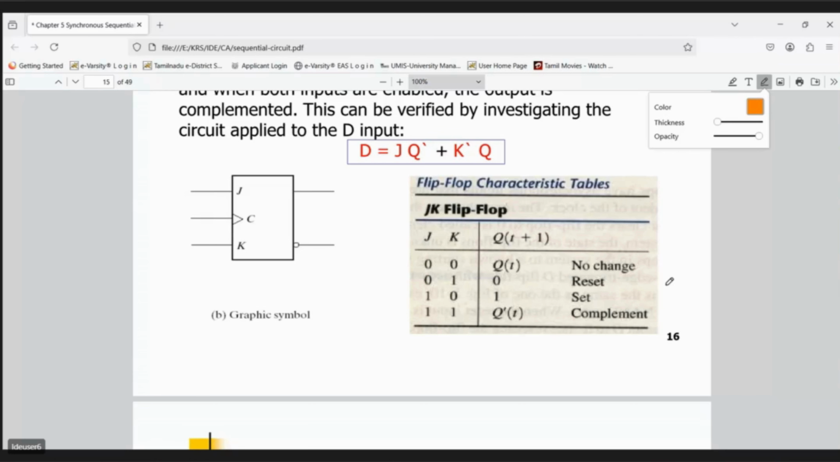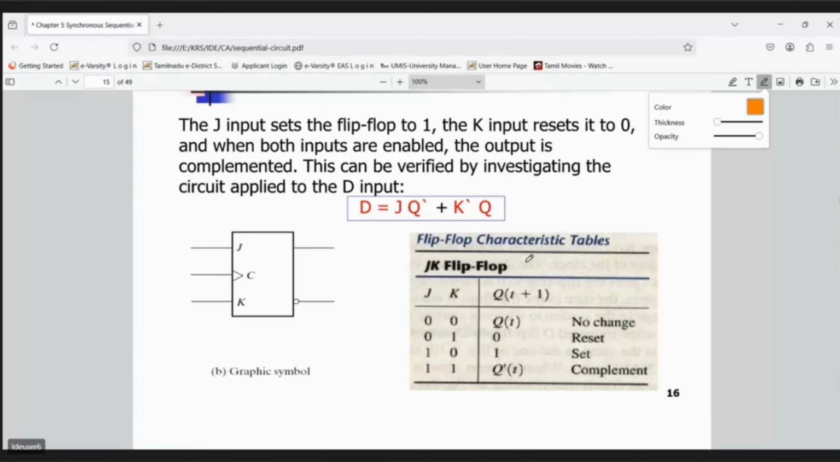So 0, 0, that is Q of t, therefore there is no change. 0, 1, so Q equal to 0, therefore reset. Then the input value J equal to 1, K equal to 0, then Q equal to 1, therefore set. Or suppose both are 1, then Q equal to Q dash, therefore it is complemented.